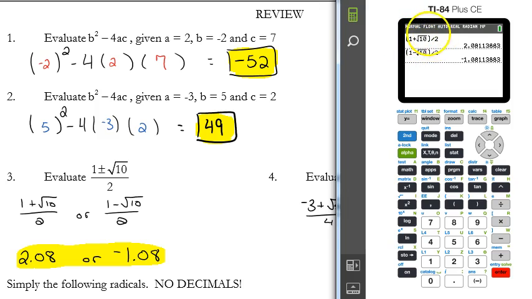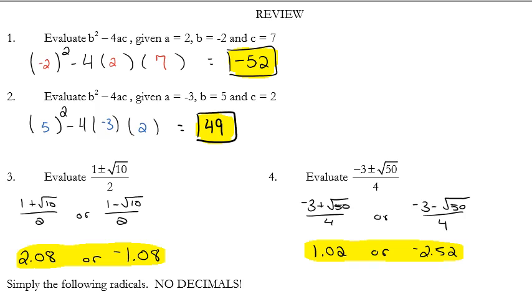But if you put parentheses around the 1 plus square root 10, it will do that first, because that is the first step in the order of operations. It is imperative, it is necessary, mandatory that you put the numerator in parentheses here. And there are two answers here because there are two questions, plus or minus. And for number 4, we should get 1.02 or negative 2.52.